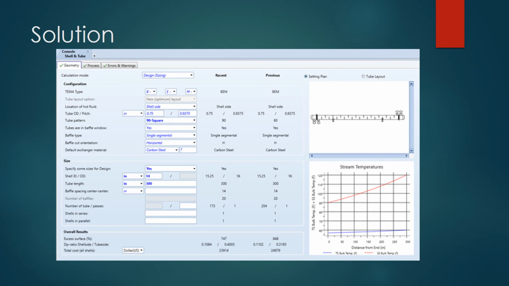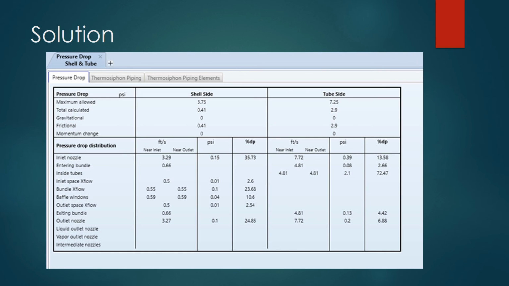Also, after doing some research, we found that a 90 square tube pattern was easier to clean than the 30 triangular, and ease of clean was one of our requirements. It added a little pressure change, but the change was relatively insignificant.